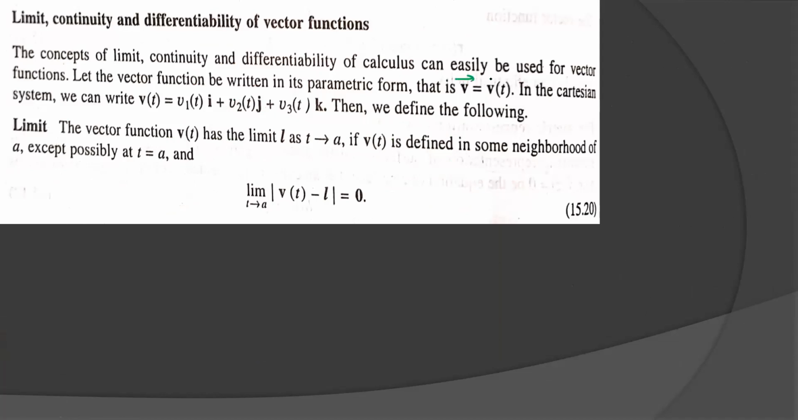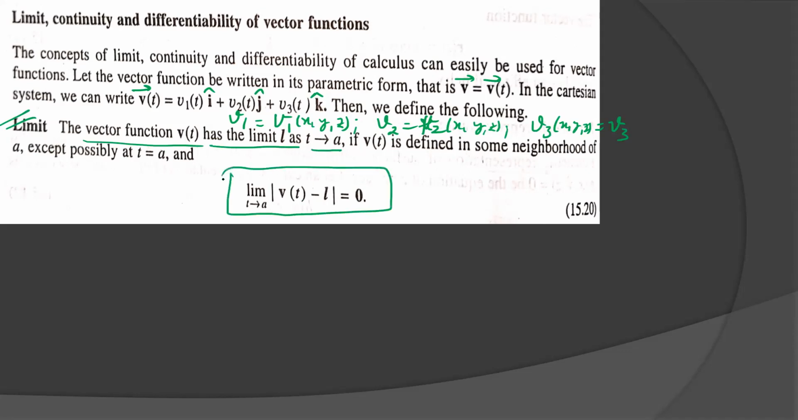Let we have a vector function V equal to V(t), and the function V(t) is written as v1(t)i plus v2(t)j plus v3(t)k. i, j, k are unit vectors, where v1, v2, v3 are functions of x, y, z. Remember, these are scalar functions. So what is the definition of limit here? The vector function V(t) has a limit L as t tends to a.